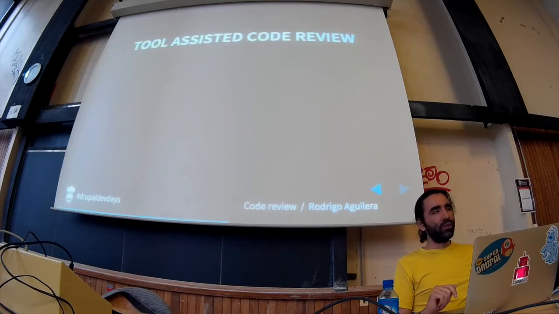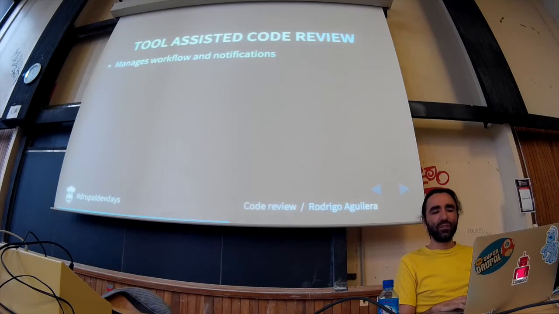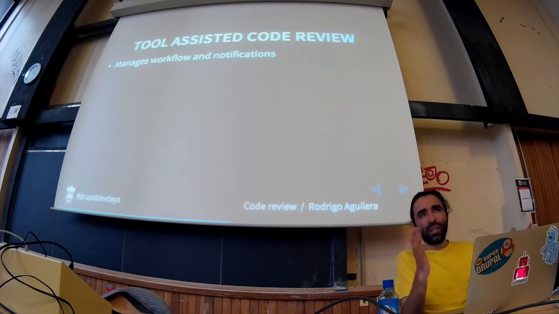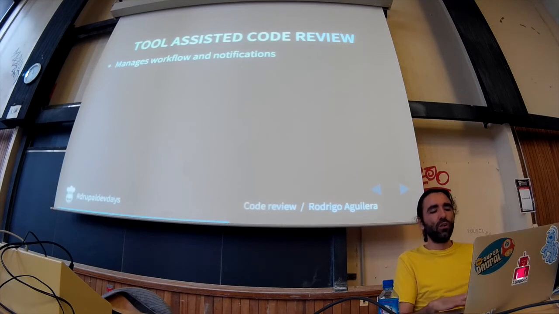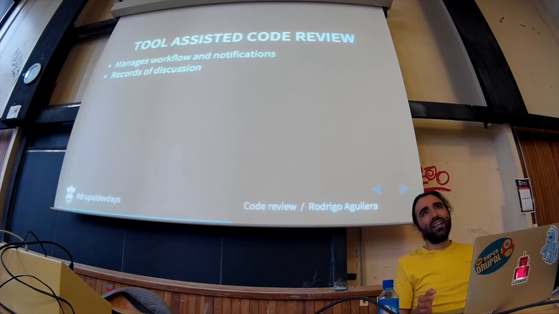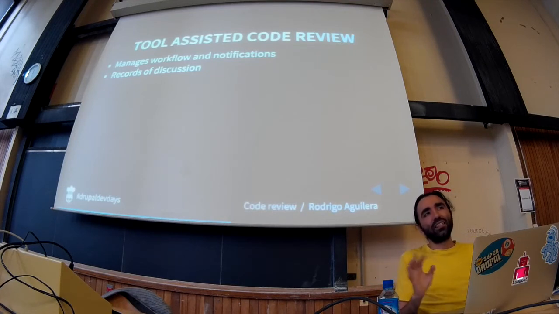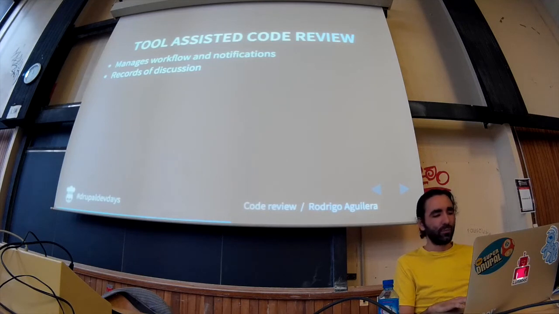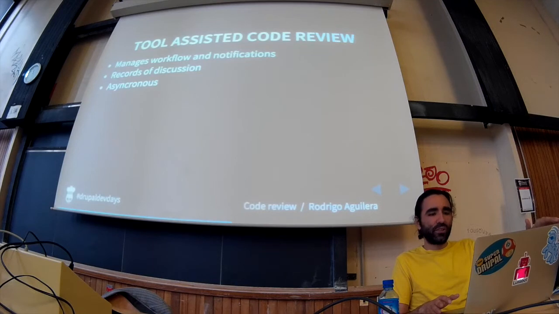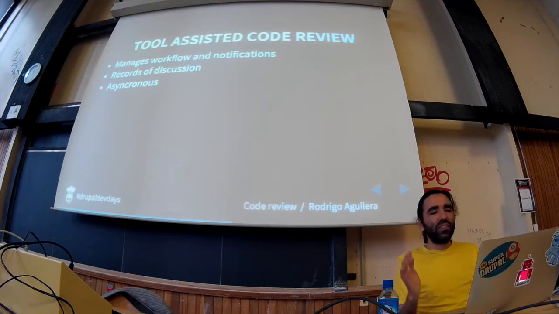So I'm going to talk about tool-assisted code review. Now we are going to introduce some tools. And the benefit they give us is managing the workflow. You can now have a workflow that is not strict, can be flexible, but is defined. Everyone should know what the workflow is. It has records of discussion, so you can revisit the thread or comments, and you can see who is the developer who made the change, and you can ask them why this is, because there should be a history of the conversation that happened. It's asynchronous, so like I said, pair programming is great, but you need the two developers in the same time zone, in the same place.